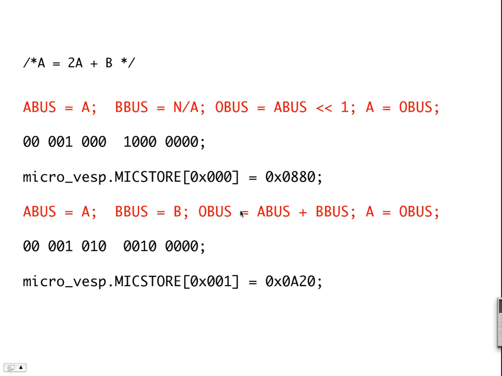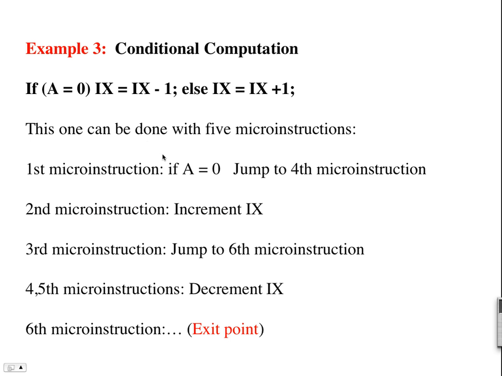And then we do O bus equals A bus plus B bus, which is equal to this, and then A equals O bus, which is basically how this code allows us to do that. And again, once we have this written up, we can then simply copy everything from here into hexadecimal, which will then give us this particular pattern. Okay, so that was fairly easy. And now the next microinstruction allows us to do something a little more powerful, that is microcomputation.